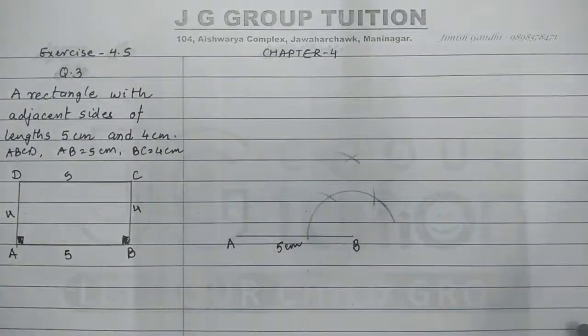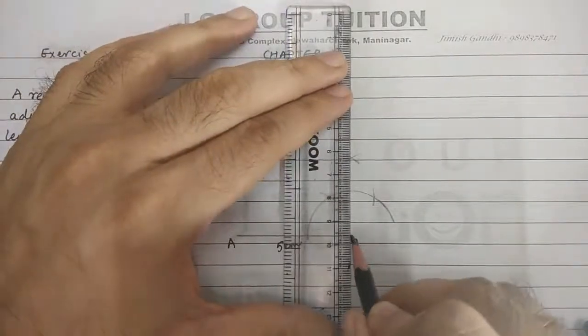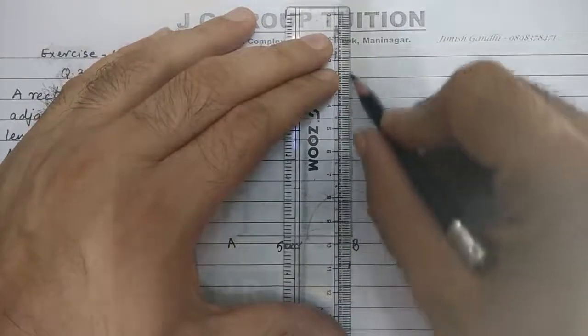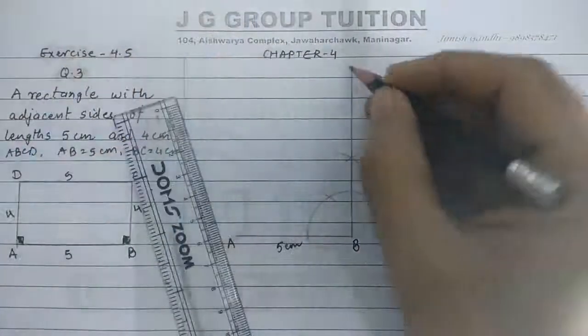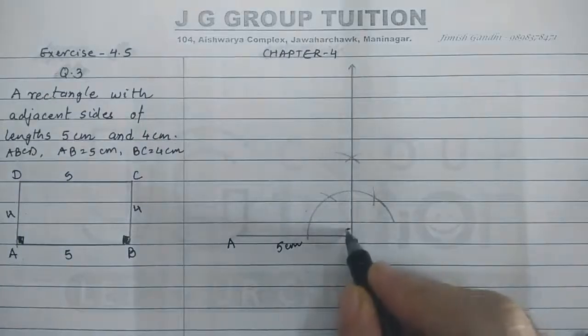So we can see here this both are intersecting each other. This is the 90 degree. We obtain angle B right angle.